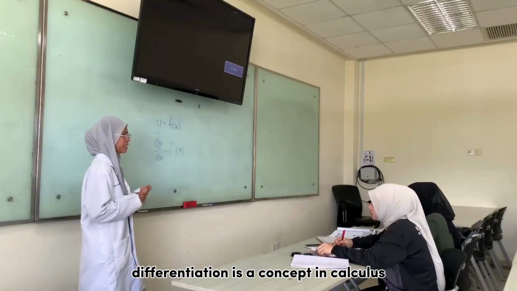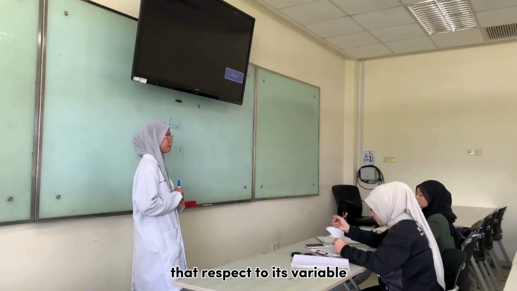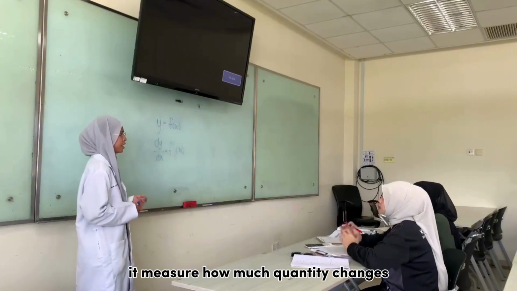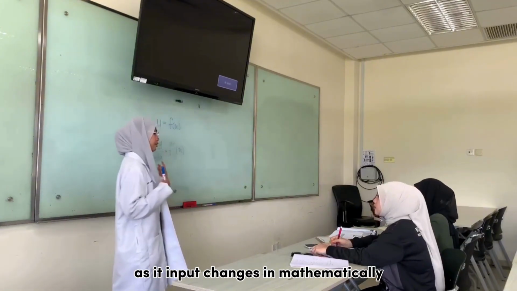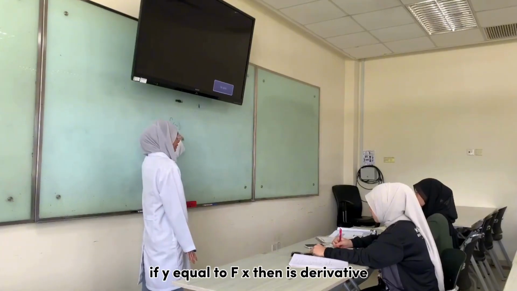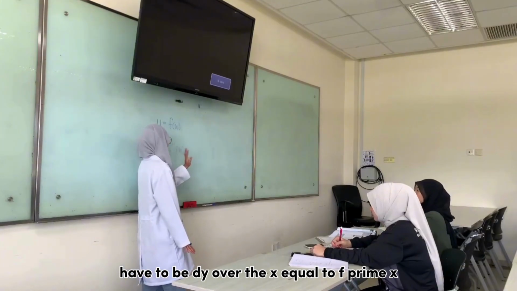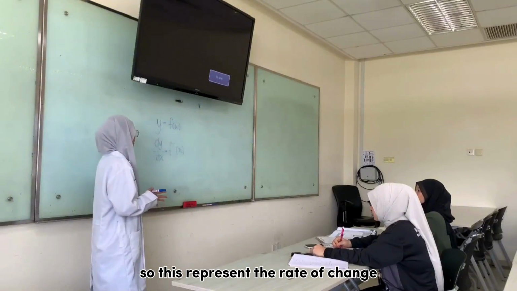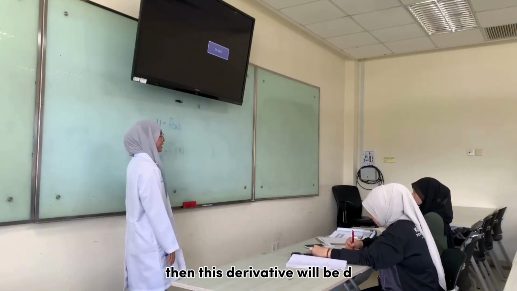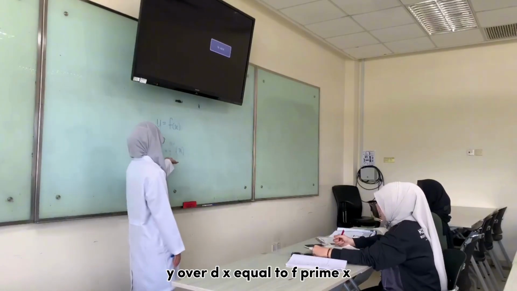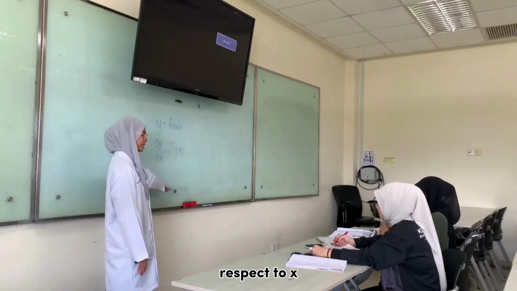Differentiation. So differentiation is a concept in calculus that deals with finding the rate of change of a function with respect to its variable. So in simple terms, it measures how much a quantity changes as its input changes. Mathematically, if y equals f(x), then its derivative is dy over dx equals f prime x. So this represents the instantaneous rate of change of a function y with respect to x.